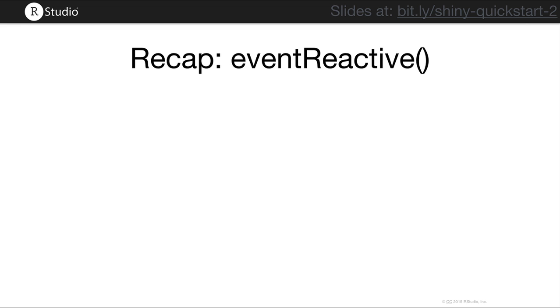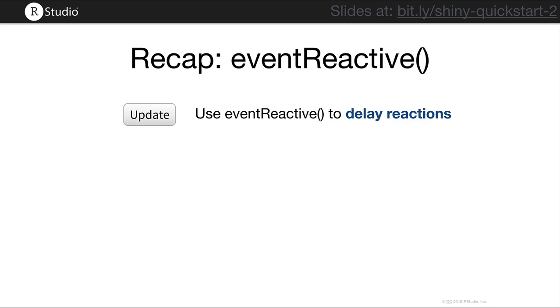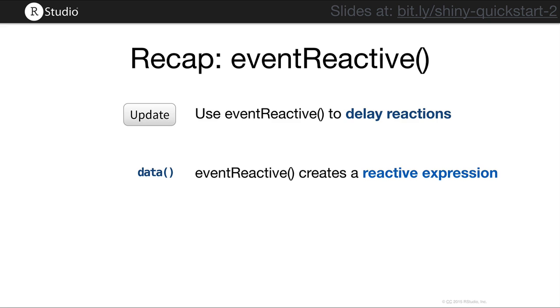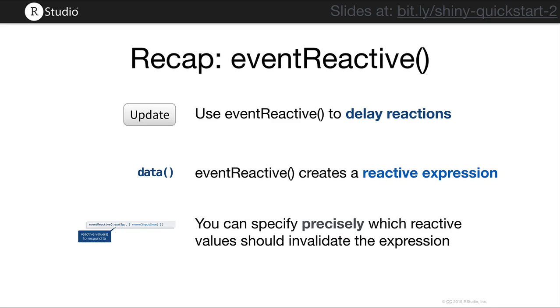All right, so this is how event reactive works. You use event reactive to delay reactions. It creates a reactive expression, so you have to call the results as a function, just like with other reactive expressions. But you can specify precisely which reactive value should invalidate this expression. And usually you pair event reactive with an action button, but you could pair it with any sort of reactive value.